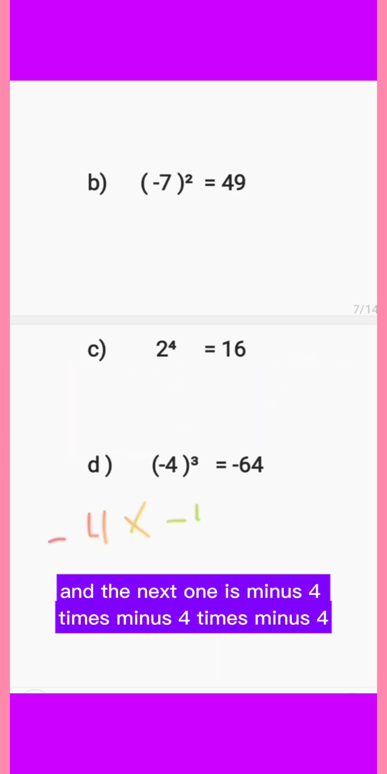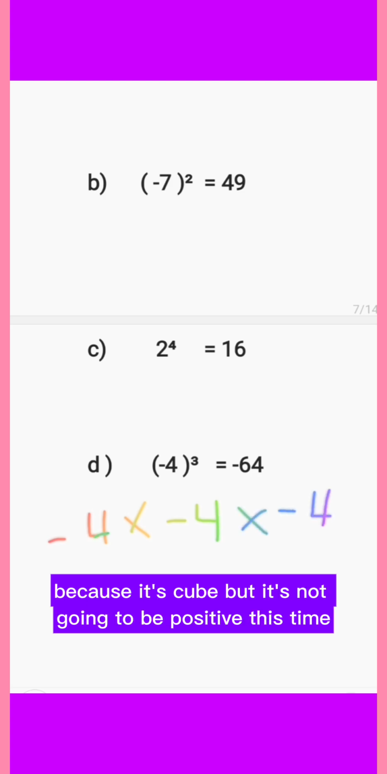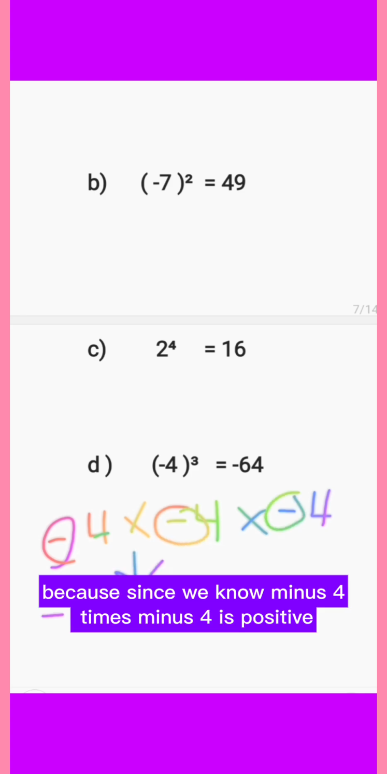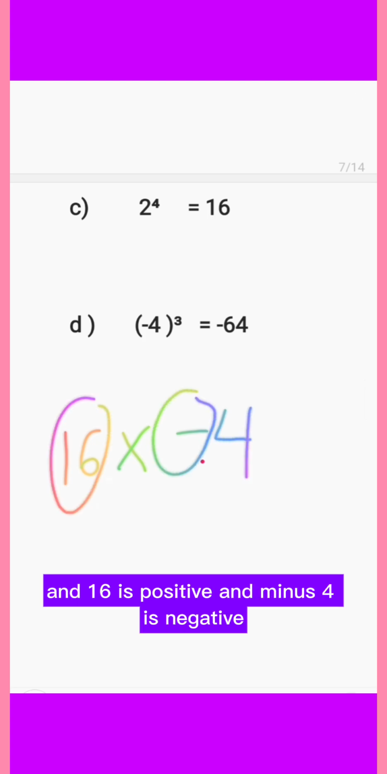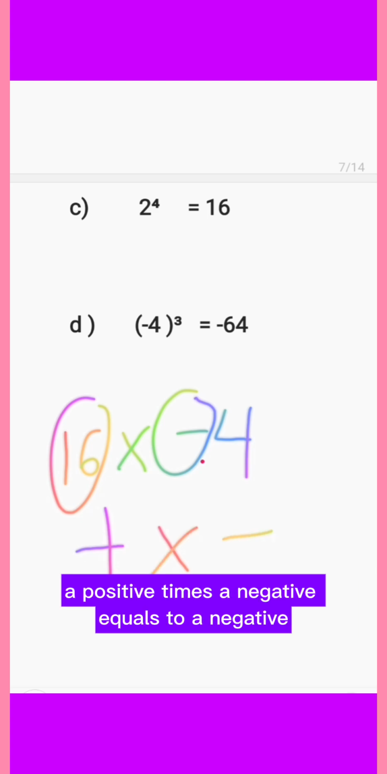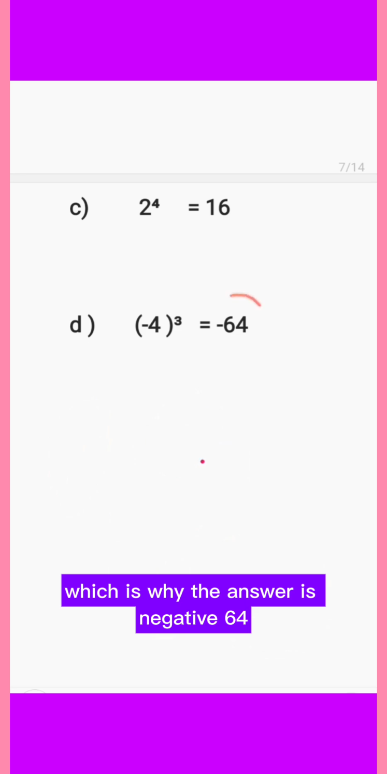And the next one is minus 4 times minus 4 times minus 4 because it's cubed. But it's not going to be positive this time because since we know minus 4 times minus 4 is positive, which is 16, now we have to do 16 times minus 4. And 16 is positive and minus 4 is negative. A positive times a negative equals a negative, which is why the answer is negative 64.